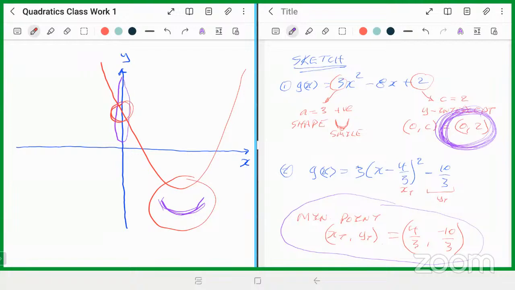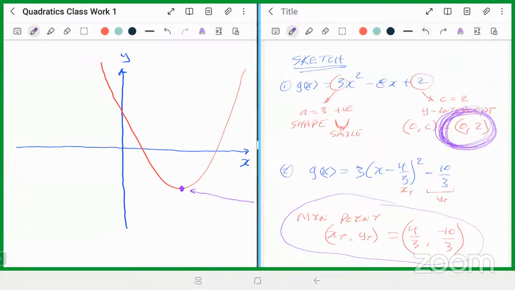Let me take these purple marks off now. That's my sketch. Once I have my sketch, it's just a matter of labeling the sketch. So this turning point, and I see in the class some people put a turning point here. No, the turning point is the lowest point that the graph came down to. Right down here, the lowest point, that's a turning point. And that point has coordinates (xt, yt).